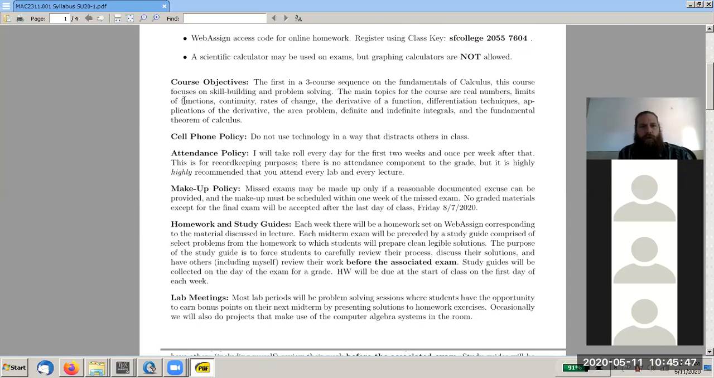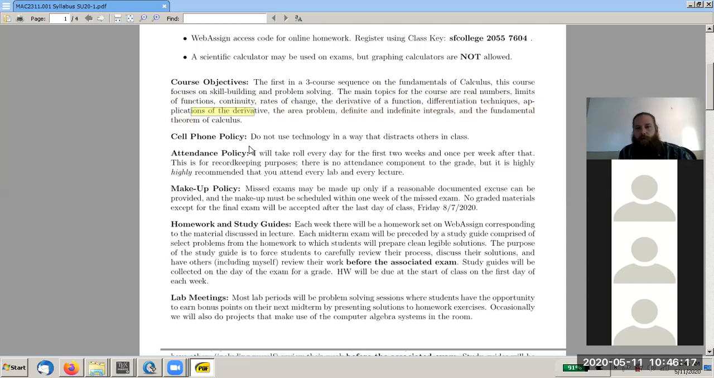Continuity turns out to be intimately related to this concept of a limit. Rates of change, definitely something you've seen in algebra classes before, the concept of slope. And then it turns out you can look at slope over shorter and shorter and shorter intervals, and that will get us towards this thing called the derivative. And then once we have some skills for differentiating functions, talking about their rates of change, we'll move on to talking about applications of the derivative.